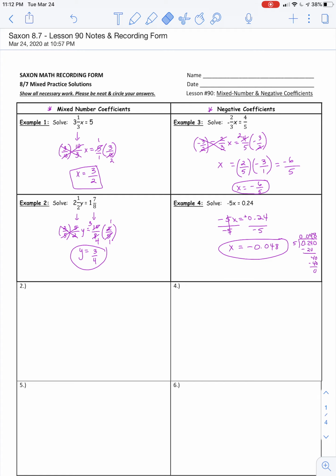But anyway, just remember that when you're isolating the variable with a negative coefficient, you're going to multiply or divide by the negative. So the negative travels with whatever you're doing to isolate that variable. So in example 4, we didn't divide -5x by just 5, we divided by -5. And on the mixed number coefficients, you take those mixed numbers and turn them into improper fractions, and then you can work the problem from there.